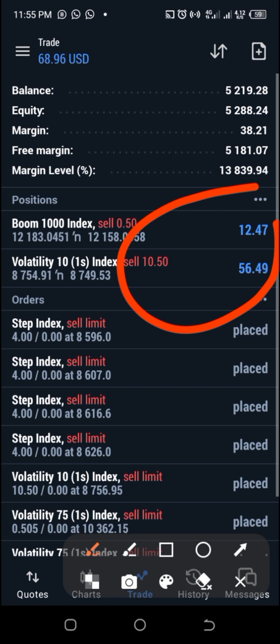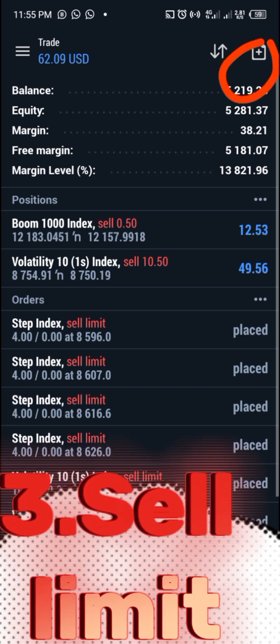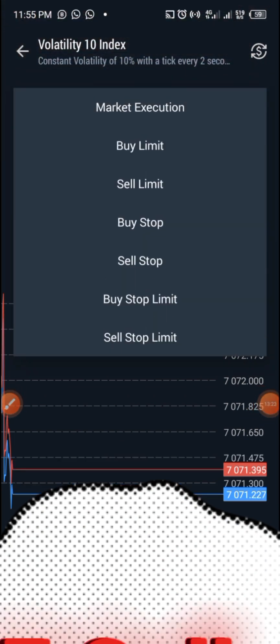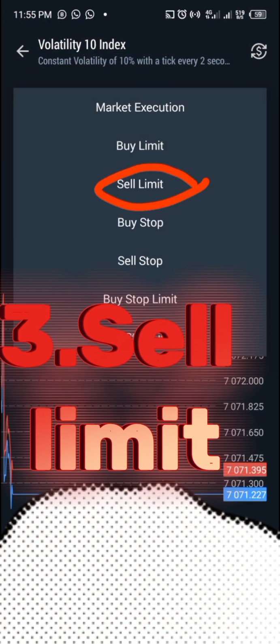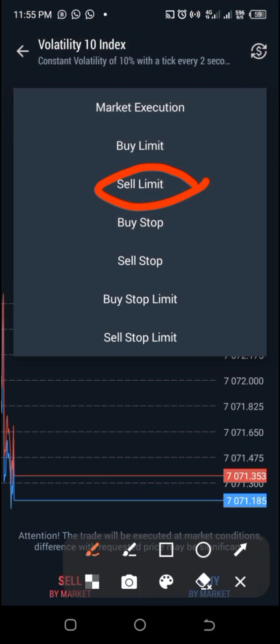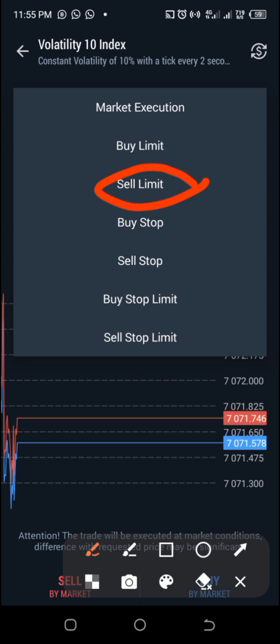Okay, all right, let's go to another type, the third type. Right-click there, go to market execution again. So let's go to sell limits. For this one, I think it's going to be easy to understand. Sell limits, you are hoping the market is going to continue dropping, falling.